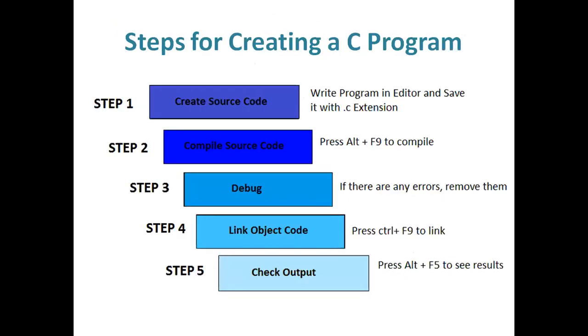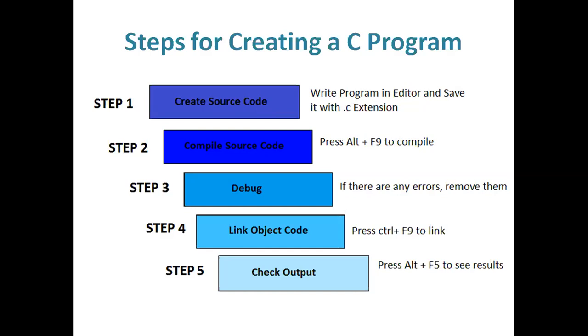Now we will see the steps for creating a C program. The first step is, of course, to create the source code. You have to write the program in C language in an editor, and we will be using the IDE. You don't have to go to a separate computer editor and write that program; instead we will write the program in the Integrated Development Environment, IDE, and then save it with the program name and the .c extension. The next step is to compile the source code.